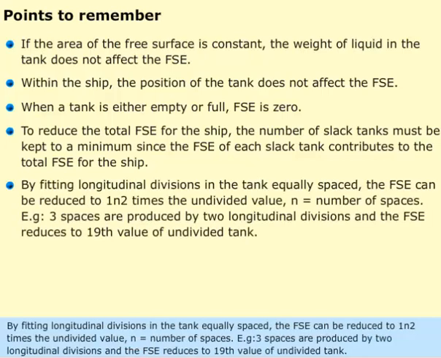By fitting longitudinal divisions in the tank equally spaced, the FSE can be reduced to 1 over n squared times the undivided value. N equals the number of spaces. For example, 3 spaces are produced by 2 longitudinal divisions, and the FSE reduces to 1/9 the value of the undivided tank.